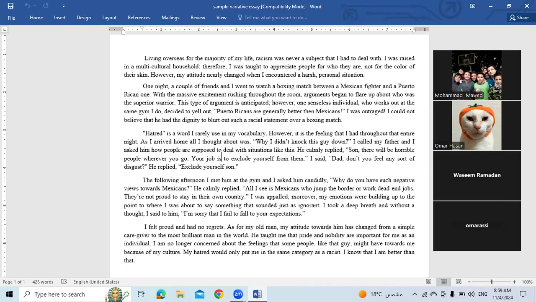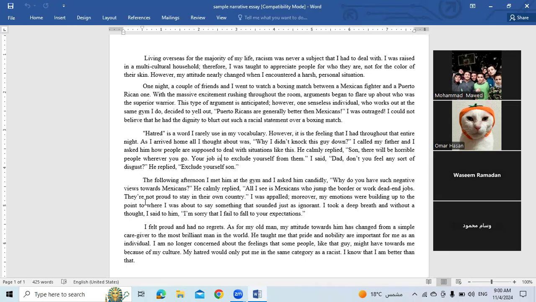So what happened? You see, this is what I meant by using some advanced vocab every now and then. So the main idea is understood, but we use some strong vocab every now and then, like massive, arguments, flare up, outrage. So what's the story? One night, the narrator was with his friends at a boxing match, and there were arguments between the audience about who was the better boxer. The boxing match was between a Mexican and a Puerto Rican. Suddenly, one of the crowd said that Puerto Ricans are generally better than Mexicans, and this made the writer outraged or angry because he thought that this is racism. So, what is the nationality of the writer?